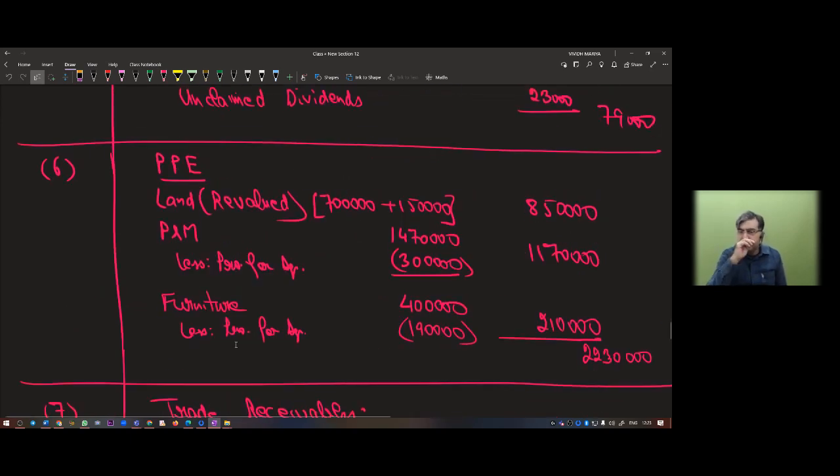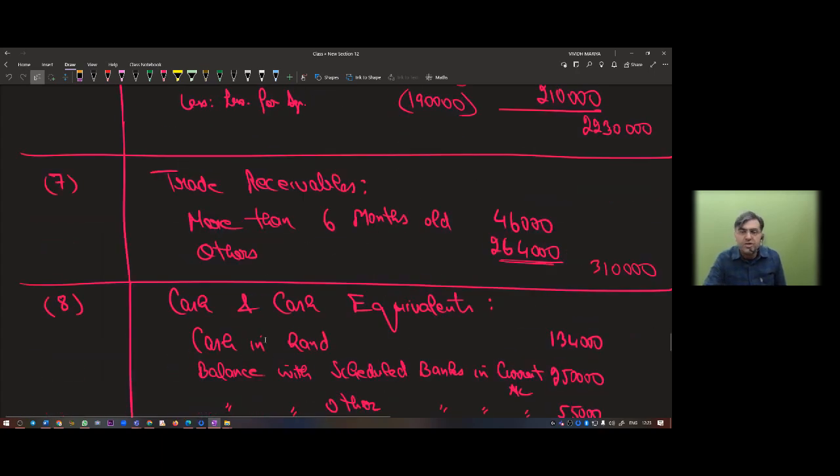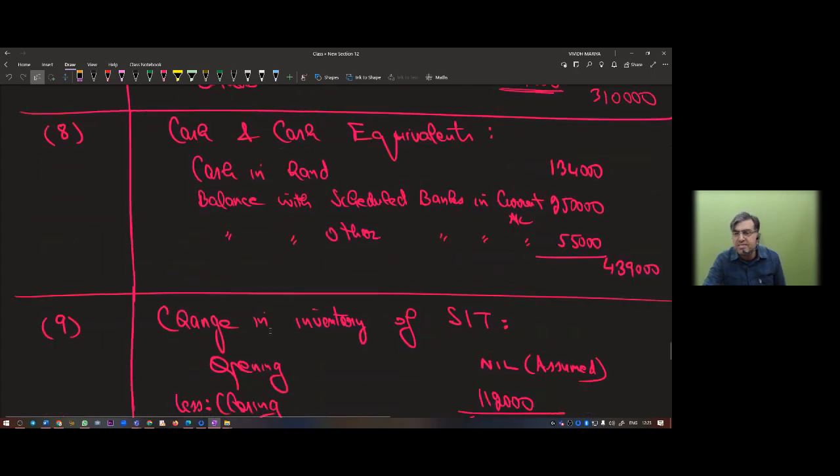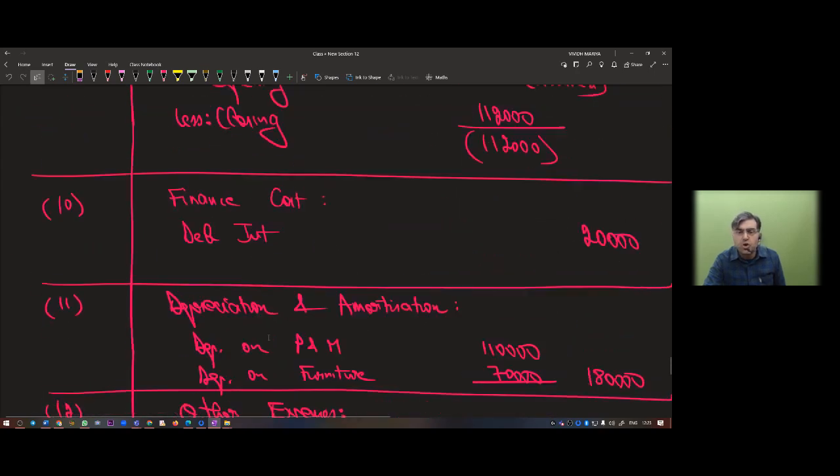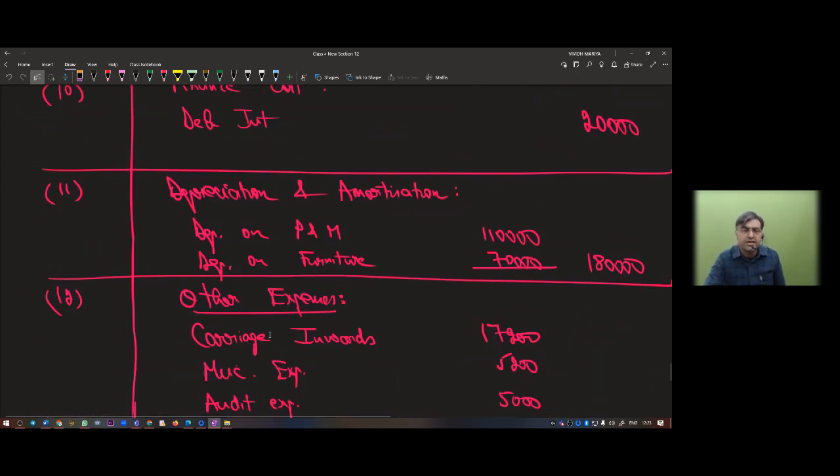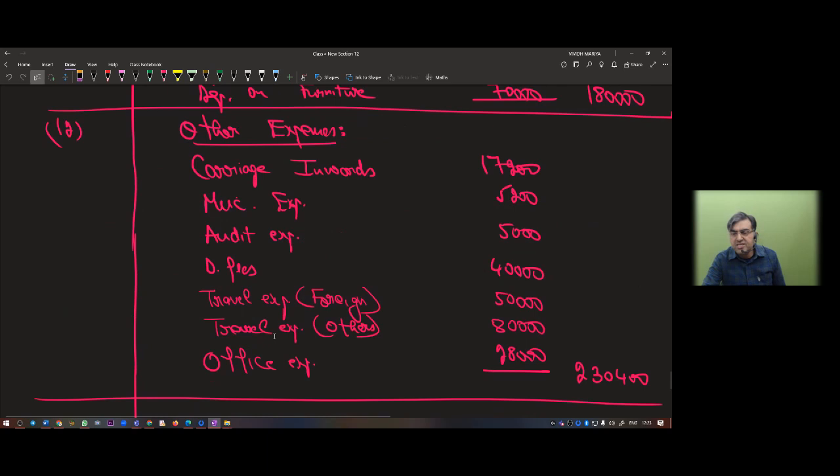PPE 1,170, 8,50,000, 2,10,000. Okay. Trade receivables more than 3, less than. The next is this is 305, 439. Okay. Stock change. Okay. Debenture interest is okay. How it is arrived, we know it. It is 2 lakh into 10%. Depreciation is 1,80,000. Next are these expenses.